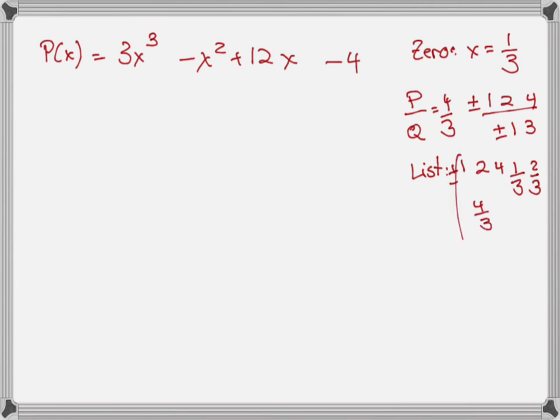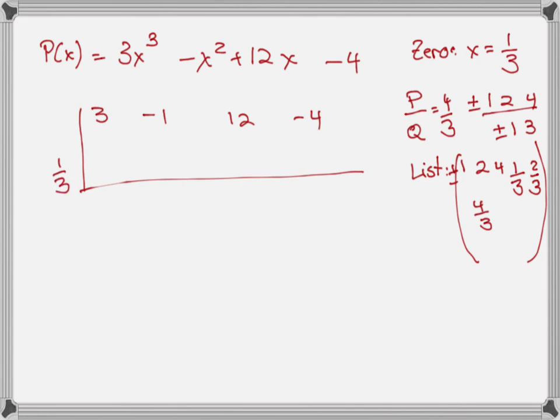1/3 is one of the zeros. Which is a possible zero? Let's see. 3, -1, 12, and -4. And we're going to divide by 1/3. Bring down the 3. 3 times 1/3 is 1. -1 is 0. 0 times 1/3 is 0. Plus 12 is 12. 12 times 1/3 is 4. And plus a -4. Okay, what do we have left here?